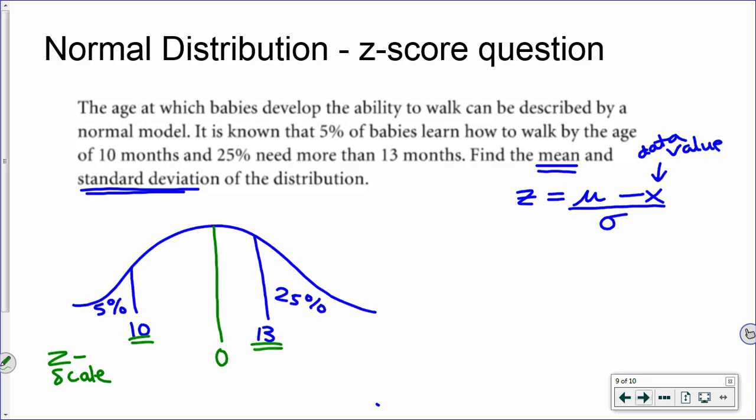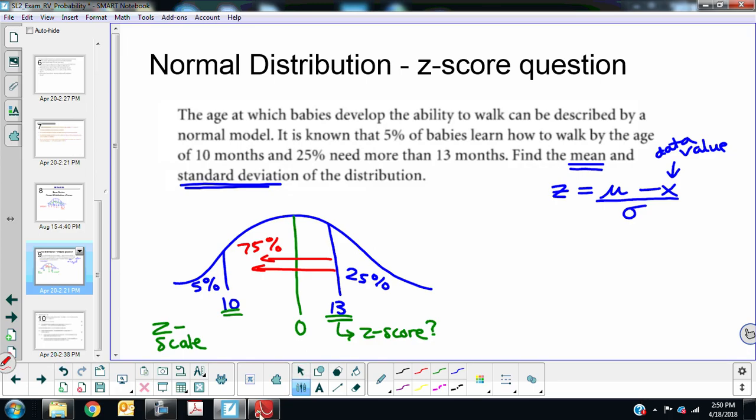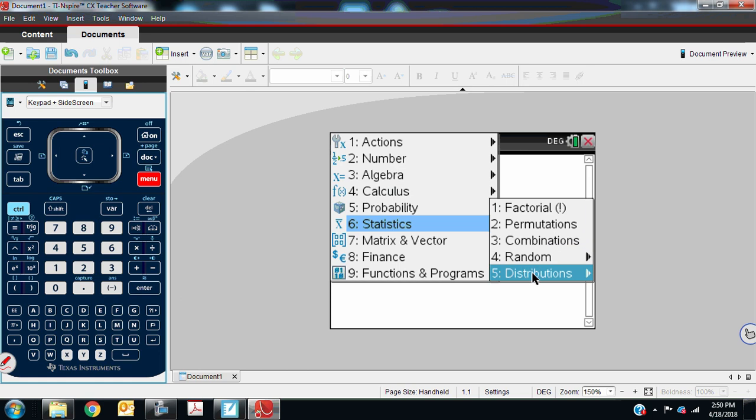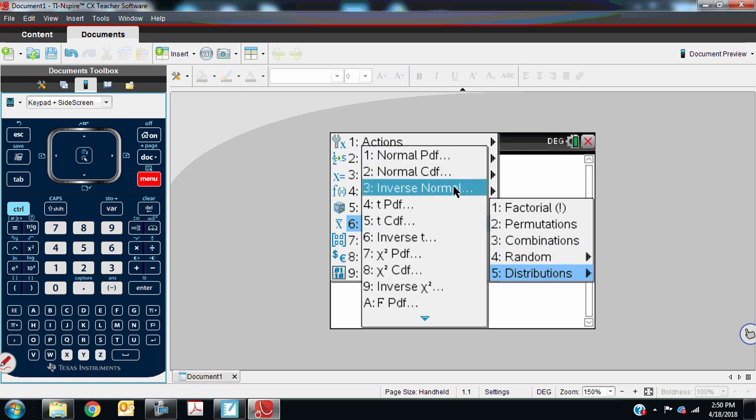To figure it out exactly, I'm going to go to the calculator and I'm going to use inverse normal. So I'm trying to find the z-score that corresponds with this 13. What I know is that 25% of the data lies above it, which means 75% of the data is below that 13. So that red 75% is what I'm going to have to use when I go to inverse normal on the calculator. So I'll go over to inverse normal on the calculator. It's on the menu probability distributions option, and we're going to do an inverse normal calculation.